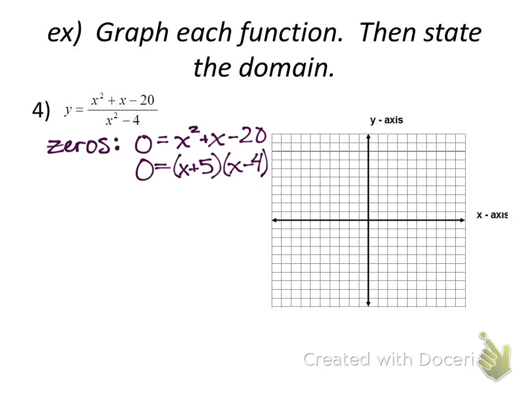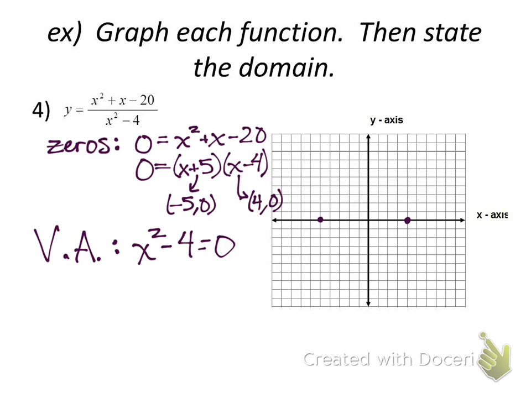Uno más. I'm going to hit pause on this problem because I'm going to complete the video. So we get two x-intercepts, (-5, 0) and (4, 0). For our vertical asymptote, we're going to set the denominator equal to 0 and solve, either by difference of squares or the square root method.